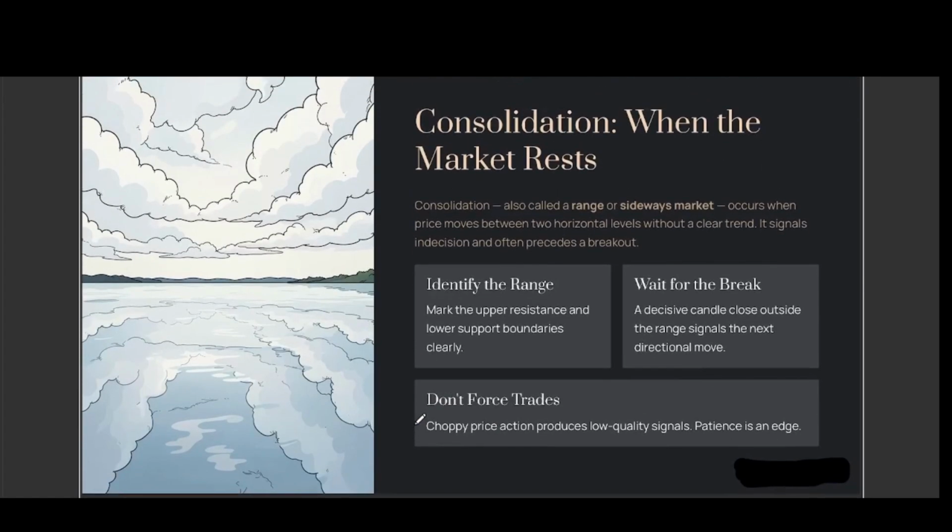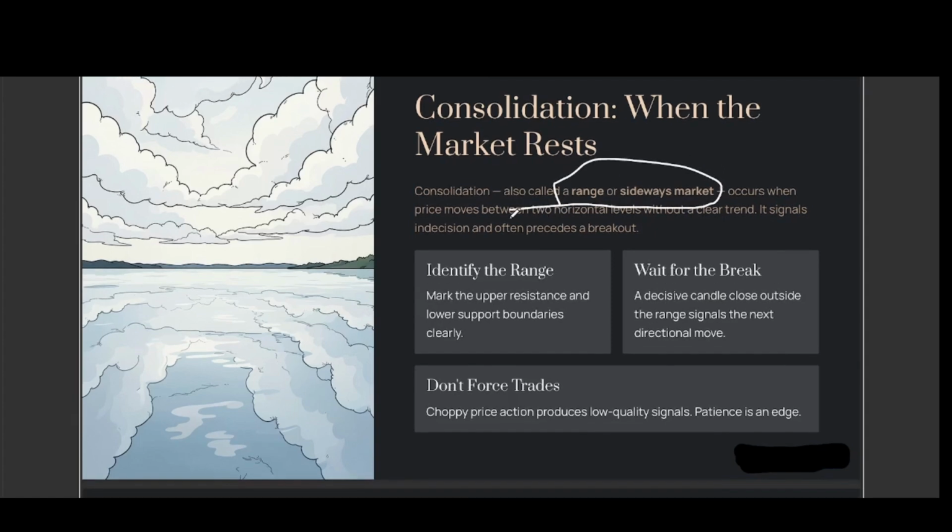And now, what are consolidating markets? When markets consolidate, it's also called a range or sideways market. We also call it a choppy market. It occurs when price moves between 2 horizontal levels. There is a support and resistance with a small gap. If you see the pips between them, it is less, like 10 or 15 pips. And the market is continuously moving in this gap without giving a breakout. So this is called a consolidation, or choppy market.